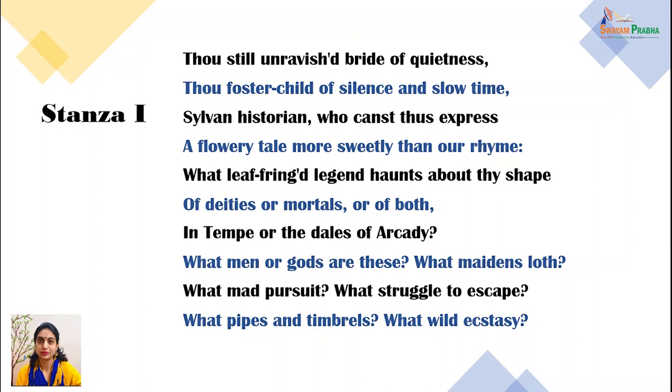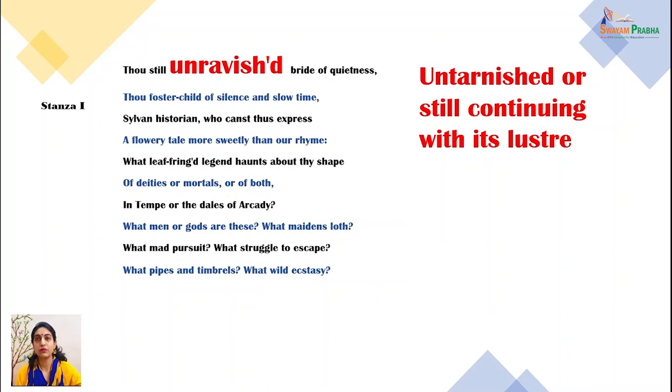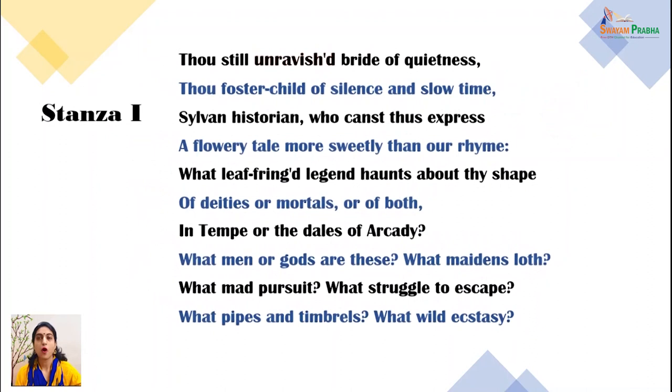In the first line, we see that the speaker addresses the urn, personifying it, and he calls it unravished bride of quietness. So unravished here means untarnished and still continuing with its luster, and bride of quietness. So the urn is like a bride who is married to quietness, or in other words, it's a companion of quietness.